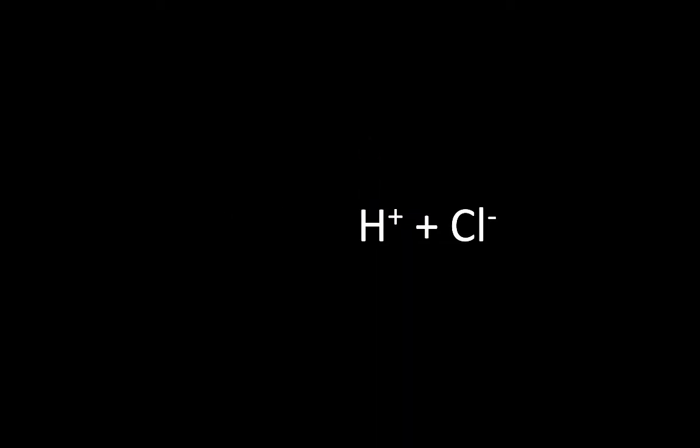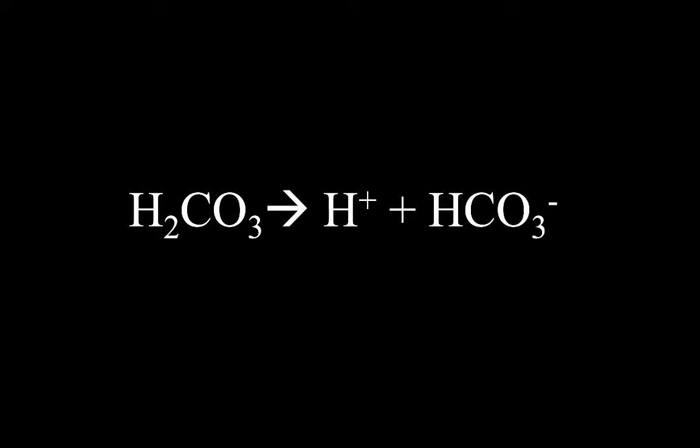In fact, almost all of solid HCl when placed in water dissociates into its ions H+ and Cl-. This makes hydrochloric acid a strong acid. H2CO3, carbonic acid, on the other hand, is not a strong acid. When solid carbonic acid is placed in water, only a fraction of it dissociates into positive hydrogen ions and negative HCO3 ions, leaving some H2CO3 undissociated. This makes carbonic acid a weak acid.